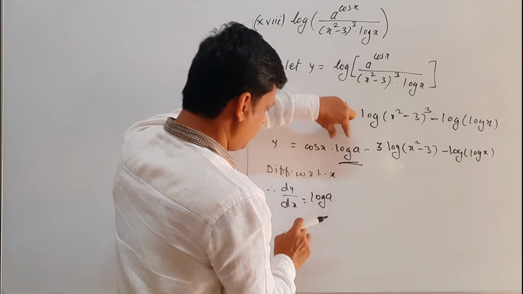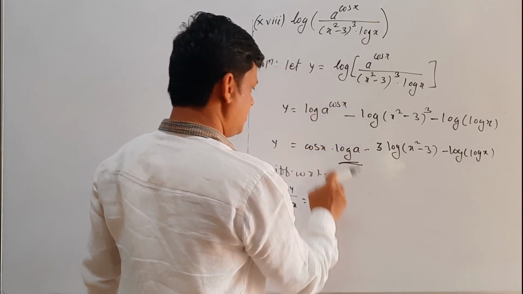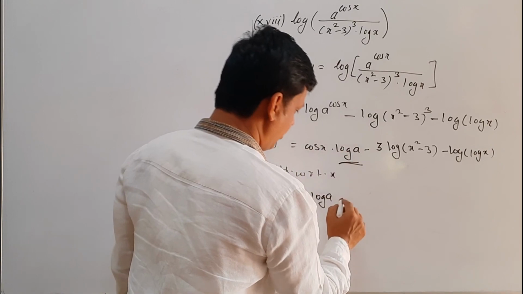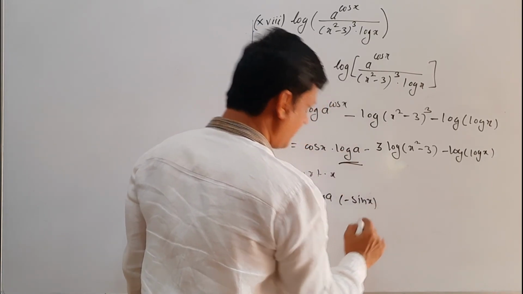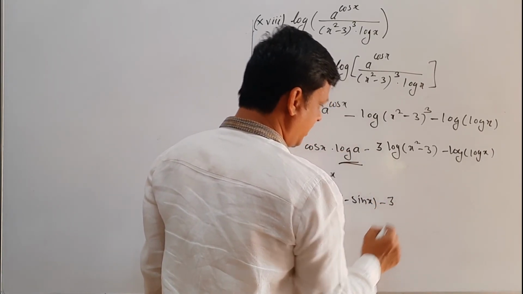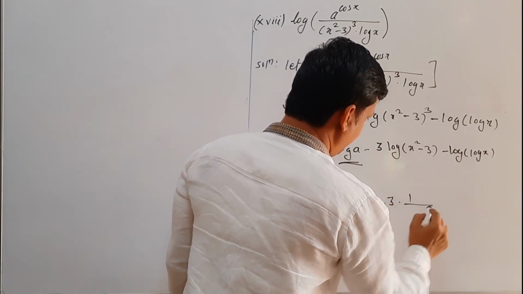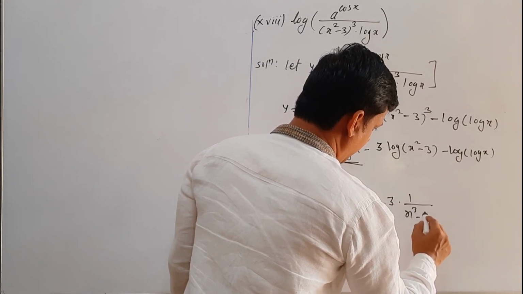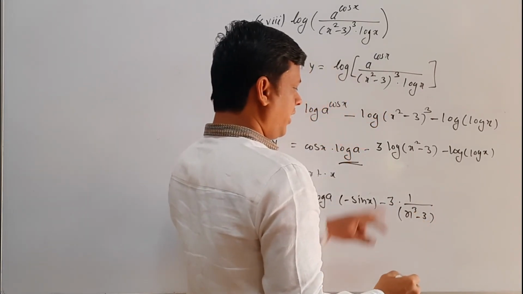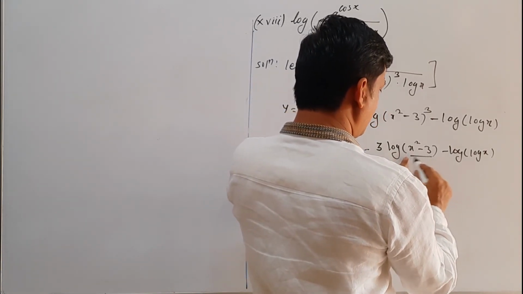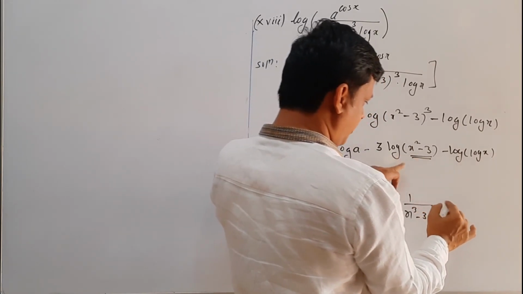Now this log a is multiplied with cos x, so we have to differentiate cos x. The derivative of cos x is minus sin x. The minus 3 is a constant within the log function. So the derivative of log is 1 upon x cube minus 3. Then we have to find the derivative of x cube minus 3, because this log is a composite function.